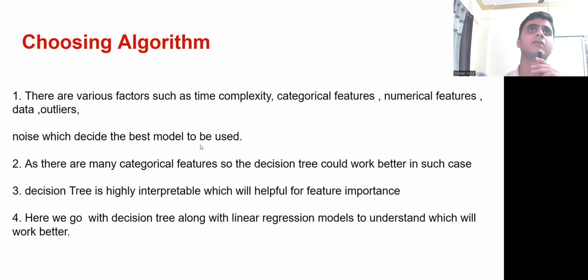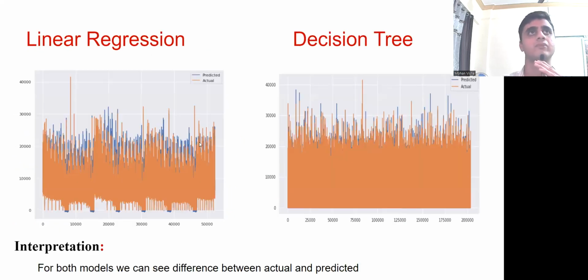Choosing the algorithm. There are various factors, such as time complexity, categorical features, numerical features, data, outliers, and noise, which decide the best model to use. As there are many categorical features, a decision tree could work better in such a case. We also know that decision trees are highly interpretable, which will be helpful in future. So here we go with a decision tree, but along with it we also take linear regression to understand which works better. We can see the difference between actual and predicted for both models.